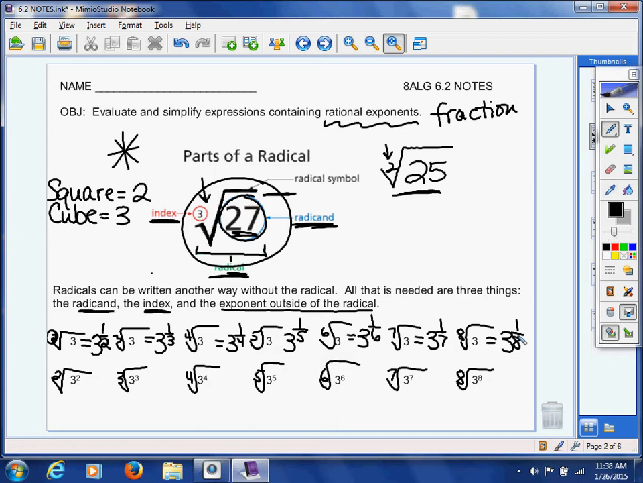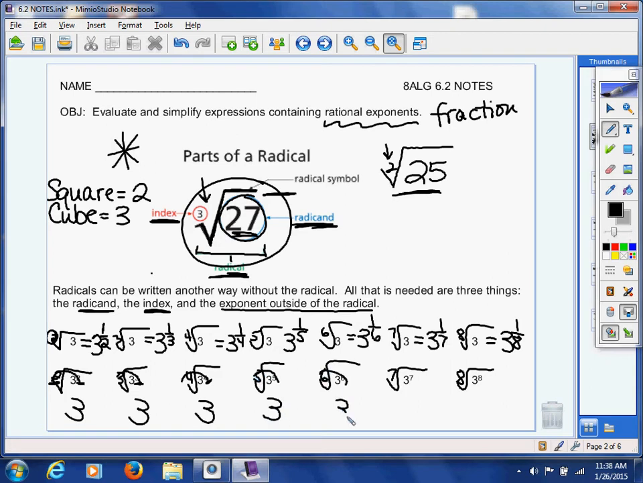Now, the very bottom row, I just wanted to remind you, I think we talked about this a while back, but I want to refresh your memory. If the exponent on your number underneath the symbol here is the same as your index, they cancel each other out, leaving you with 3. So 3 to the 3rd power cancels out with the cube root, leaving you with 3. 4th power cancels out with a 4th root, leaving you with 3. Whatever, if the exponent and the index are the same number, they cancel each other out.